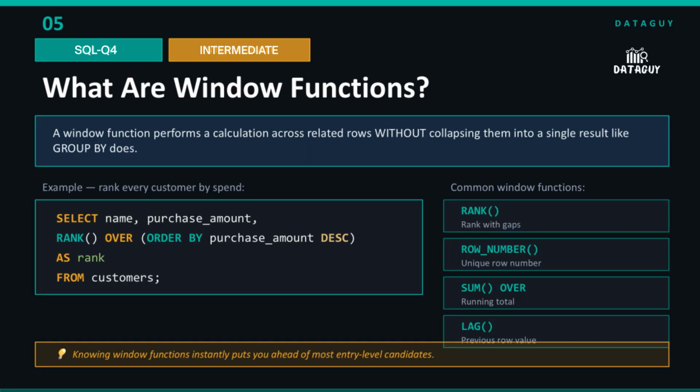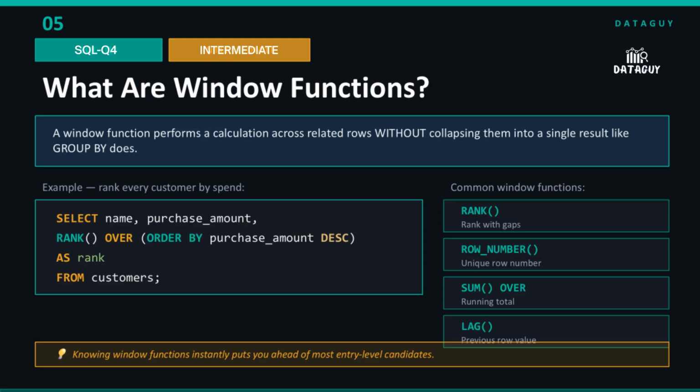Question 4. This one separates beginners from intermediate candidates. Have you used window functions? What are they? A window function performs a calculation across a set of rows that are related to the current row, without collapsing them into a single result like GROUP BY does.